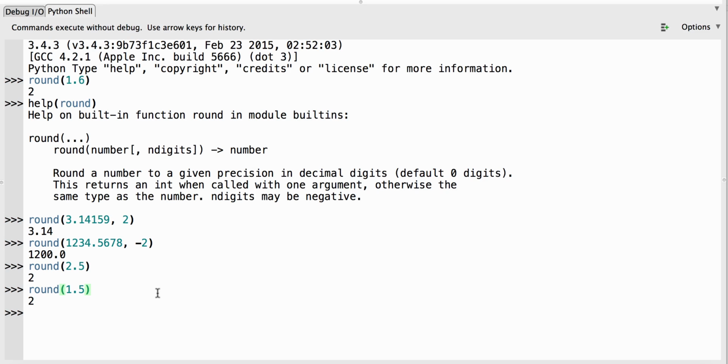This was a decision made by the designers of Python. They decided whenever there was a 0.5, they would not round up, but instead they would round to the nearest even number. You can see that's what happened here when we tried to round both 2.5 and 1.5. In both of those cases, the nearest even number is 2.